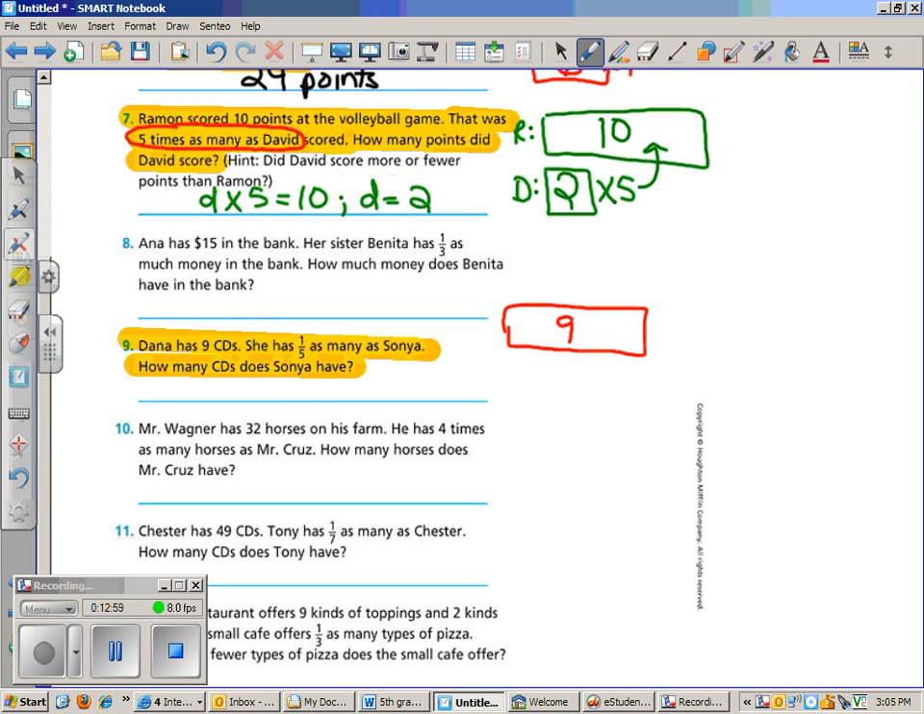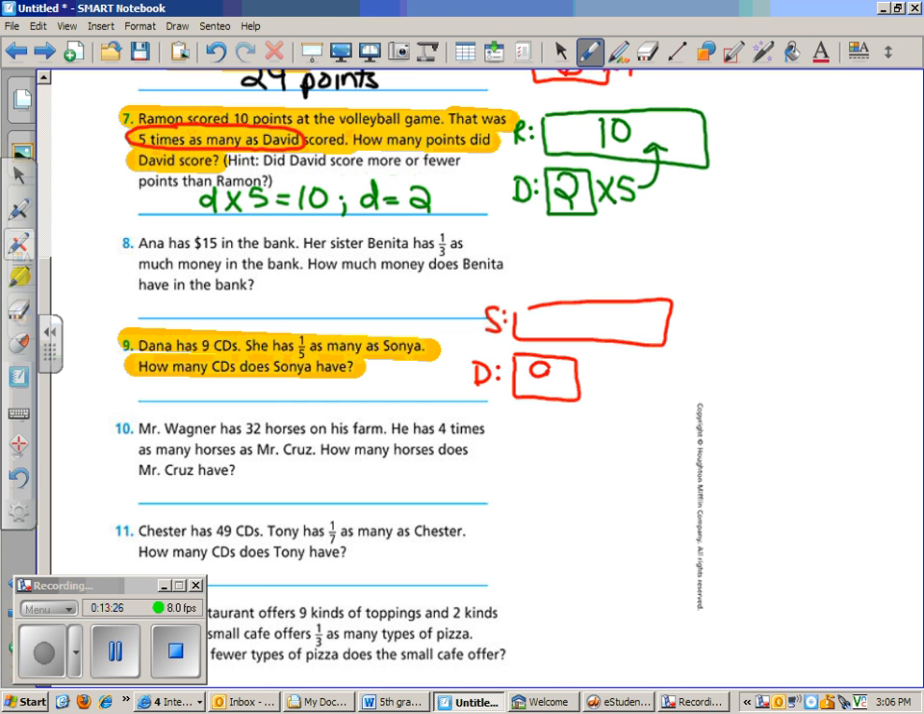So when we look at that, I'm going to redraw that. Goodness, I'm losing my train of thought. So we have 1/5 as many as Sonia. So Sonia's up here and Dana's down below. Drawing out the picture even helps me. So don't even be afraid to draw the picture, you guys, and kind of think it through.